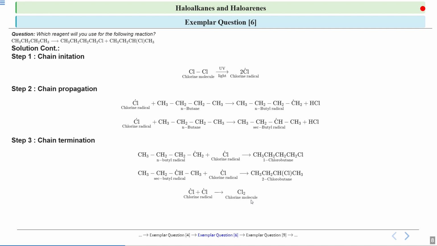And the remaining chlorine radicals will combine together. So there are two chances only, right? Because we are getting n-butyl radical and secondary butyl radical, two types of radicals in the chain propagation step. So the chlorine radical will attack both the radicals and you will get 1-chlorobutane and 2-chlorobutane both as your products. Now the second option is that a chlorine radical will attack another chlorine radical and become a chlorine molecule, right? So the remaining chlorine radicals will combine together and give us the chlorine molecule.